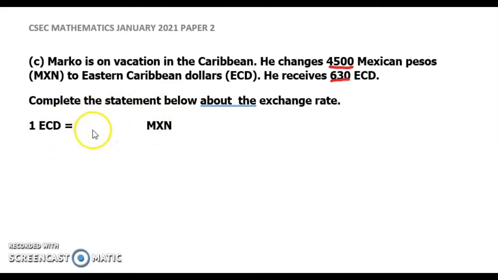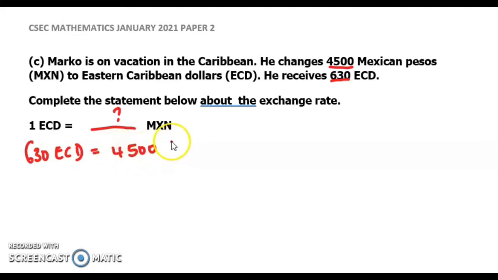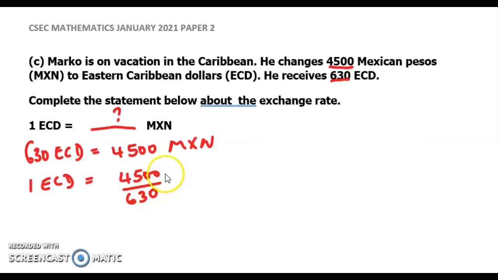So here we're going to put a line. So this is what we're supposed to find out. So in order to do that, let us just write down some information here. So basically here we have 630 ECD is equal to 4,500 MXN. And if we want to know the value of 1 ECD, so we can say 1 ECD is equal to 4,500 divided by 630.